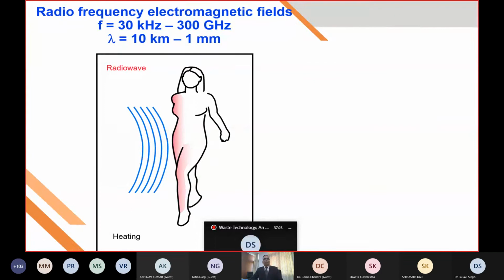Now we are talking about 30 kilohertz to 300 gigahertz. It is coming in the RF radio wave range. Because the wavelength is different, the interaction would be different, and it gives a heating effect to the body. The concern is that RF frequency affects the body in the thermal range. We may not feel the heat, but if we continuously expose ourselves to the RF field, we may have a feeling of heating.